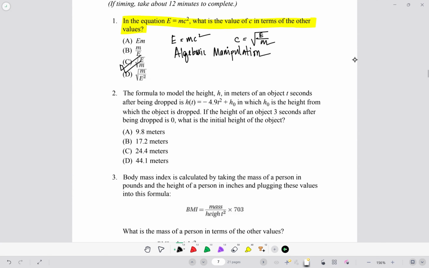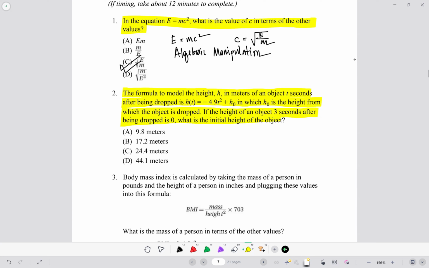Yeah. Okay. So our next problem is: the formula to model the height h in meters of an object t seconds after being dropped is h equals something, in which h naught is the height from which the object is dropped. If the height of an object 3 seconds after being dropped is 0, what is the initial height of the object?